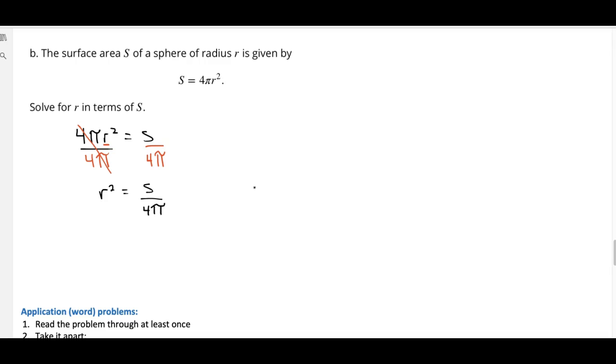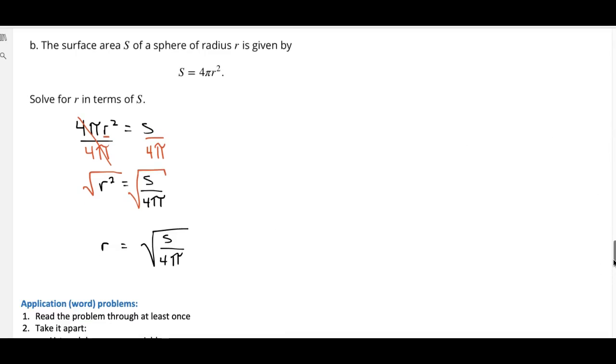Now, how do we get rid of a square? Well, what's the inverse or the opposite of a square? And that is a square root. So if we square root a square, then it basically goes away. So we're going to square root this. And there's a 2 here, but we don't really need to write it because we don't usually write it if it's a 2. And then that means I have to square root the other side as well. I have to do the same thing to both sides. All right, so now what we get is square root of r squared is just r equals the square root of s over 4 pi.